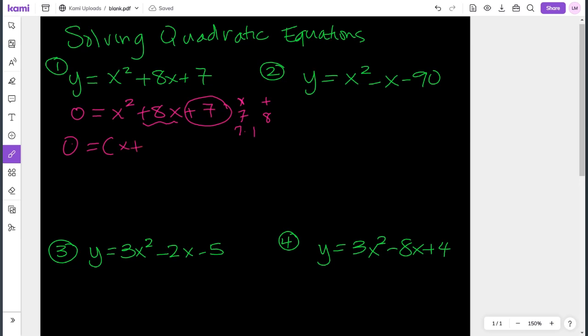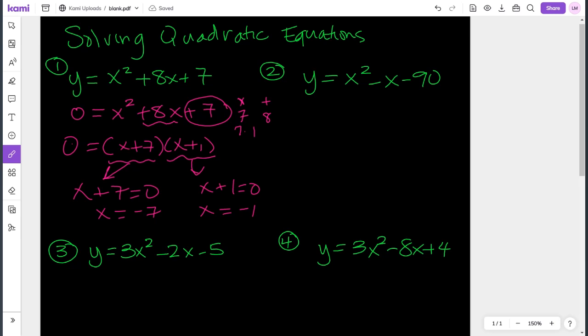So x plus 7, x plus 1, and then the 0 product property says if I have products, so this time I have 2 products, the parentheses, equal to 0, then either this factor is equal to 0 or this factor can be equal to 0, and it'll make the equation true.